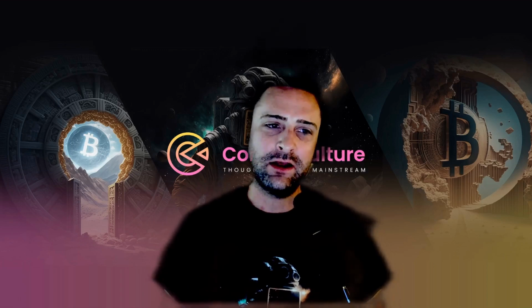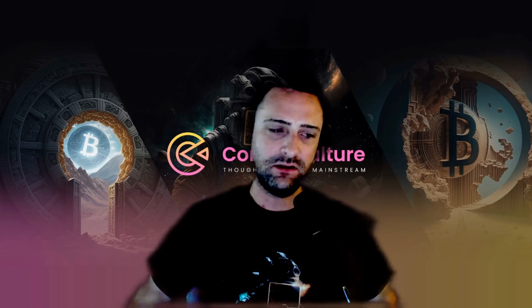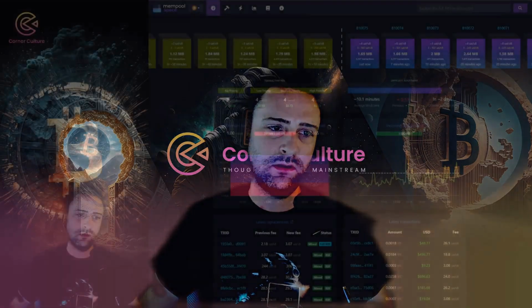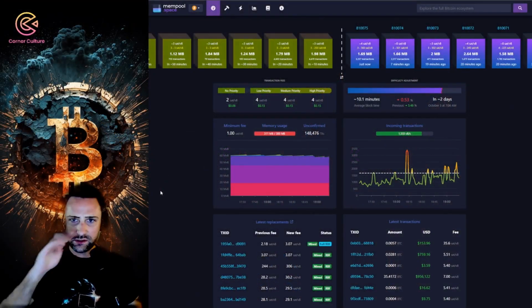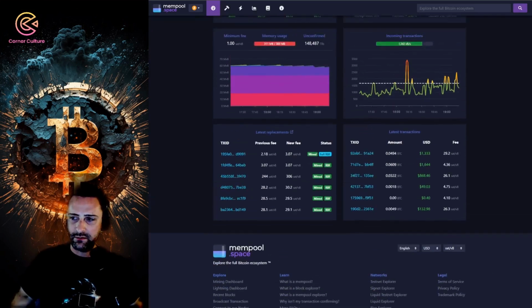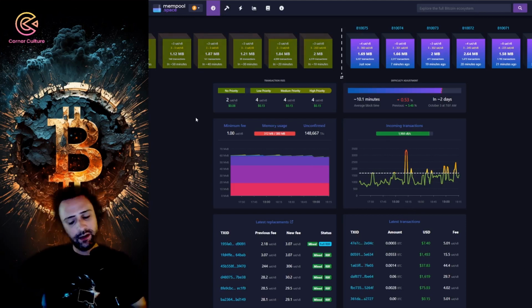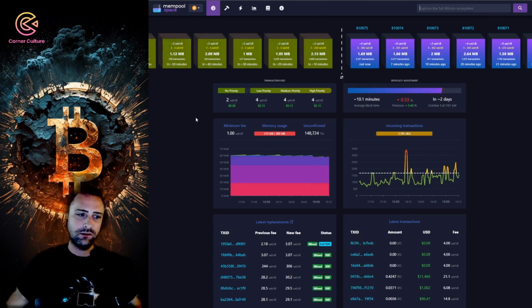I've just decided that I want to go over Mempool.space. This is the Bitcoin dashboard, if you will. Somebody made this. I forget the guy's name. I follow him on Twitter. Anyway, he made this site that is basically a Bitcoin dashboard. It shows you everything you need to know in real time and all the way back to the beginning of Bitcoin, everything that's going on with it.